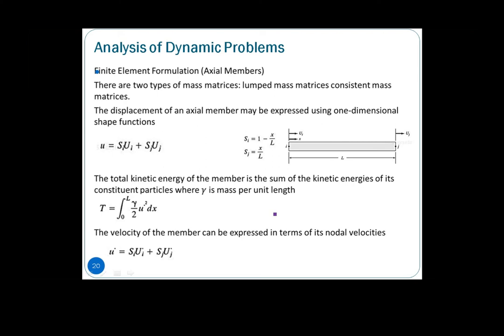The displacement, if you still remember, in terms of its shape function, is S_i u_i plus S_j u_j. In terms of kinetic energy, it is basically 1 over 2 m v square. So u naught is your displacement. The time derivative is your velocities. Gamma itself is mass per unit length. So you get 1 over 2 m v square, which is your kinetic energy. In terms of nodal velocity, we can put u naught equals S_i times the nodal velocities u naught i and u naught j. All right, so that is our velocities.